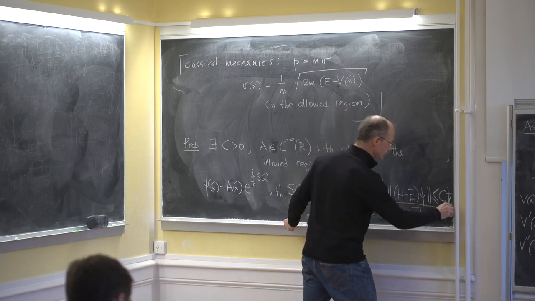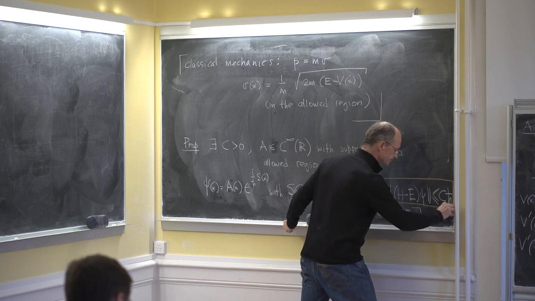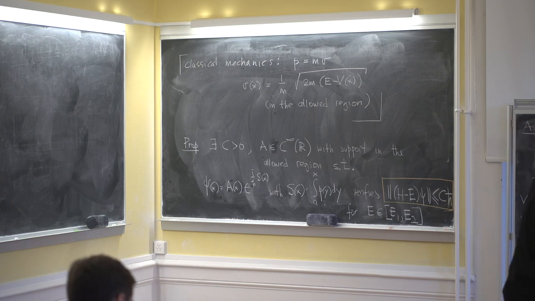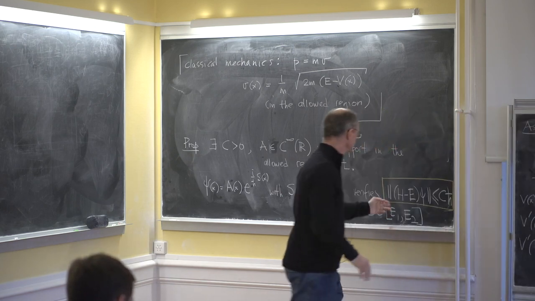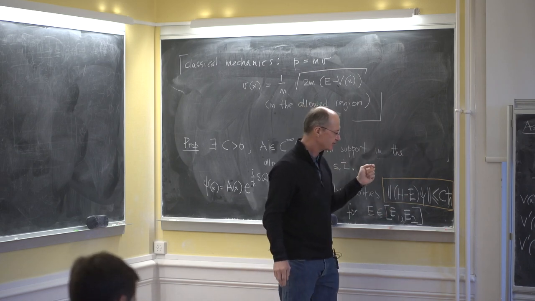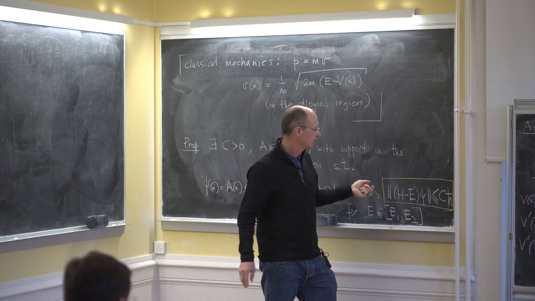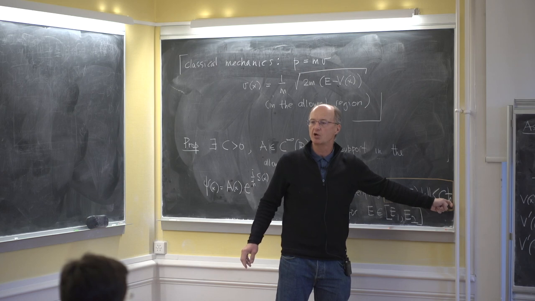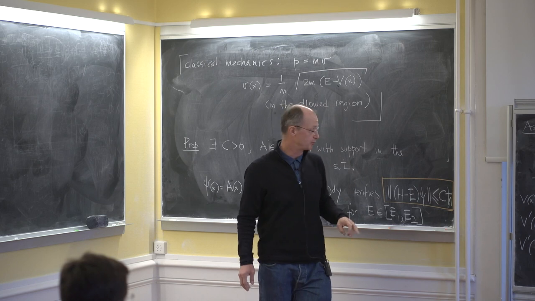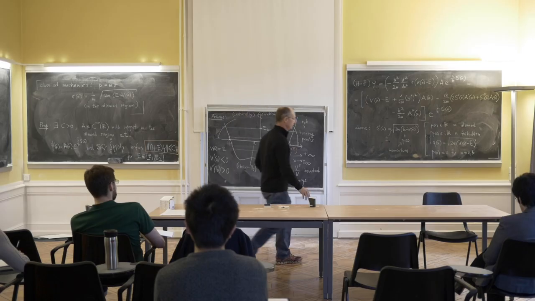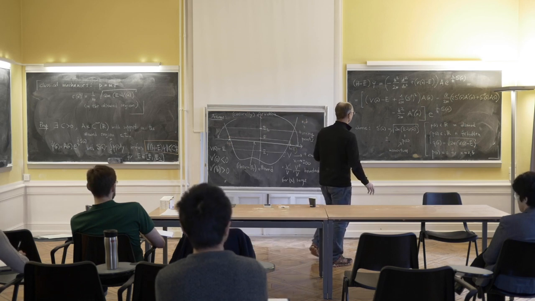So we would like to prove an estimate for H minus E psi. You see, that's a kind of more precise formulation of what we want to say. So we want this thing to be small. Small would mean that the L2 norm is bounded by something proportional to h bar with some constant which is independent of the energy. All right, so let's prove it.